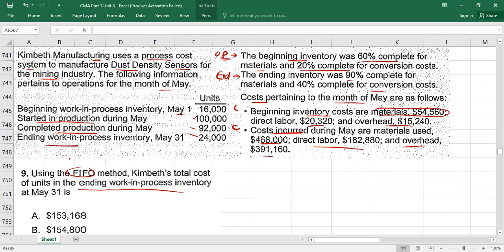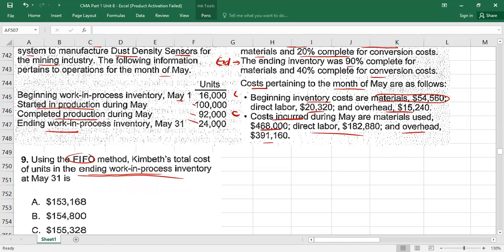FIFO. So what are we calculating? We have to calculate the ending work in process value using the FIFO method. It didn't tell you that material is added at the beginning, so we'll assume it is added during the process. And remember the format. For the FIFO method, we always need three things.